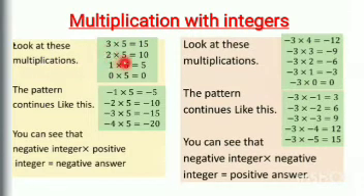2 multiplied by 5 is equal to 10. 1 multiplied by 5 is equal to 5. 0 multiplied by 5 is equal to 0. Now the pattern continues like this.